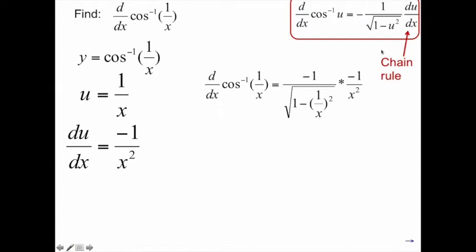So we can now use the chain rule to find the derivative here. So it's minus 1 divided by the quantity square root of 1 minus 1 over x squared, times minus 1 over x squared, which is the derivative of the inside. And then simplifying that a little bit, we can just go ahead and put the x squared in the denominator with the radical. And then minus 1 times minus 1 in the numerator is positive 1.